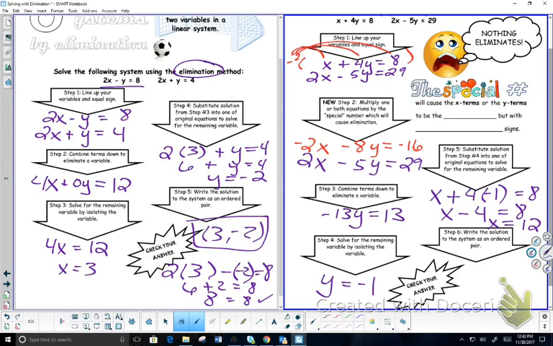Being careful, write these in order x, y. I got 12, negative 1. Don't write them in the order you got them. Write them in x, y order.